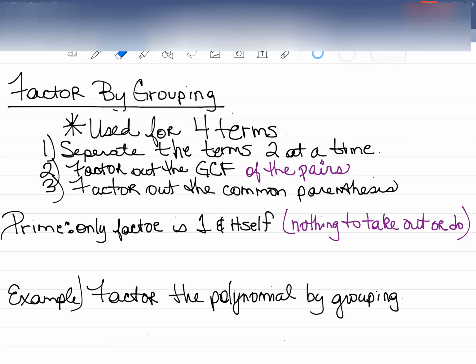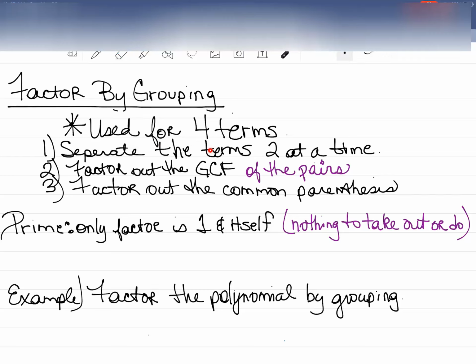Now let's take a look at factor by grouping. When we go to factor, we're going to count how many terms are in the polynomial so we can decide which method we want to use. So when there's 4 terms, we're going to look to use factor by grouping. For us, they're going to give us factors with either 2, 3, or 4 terms. So we're going to look for factor by grouping on the ones with 4 terms.